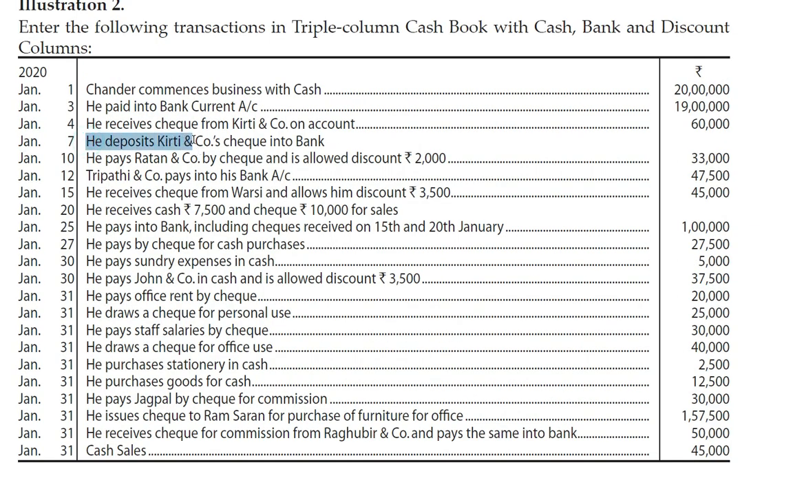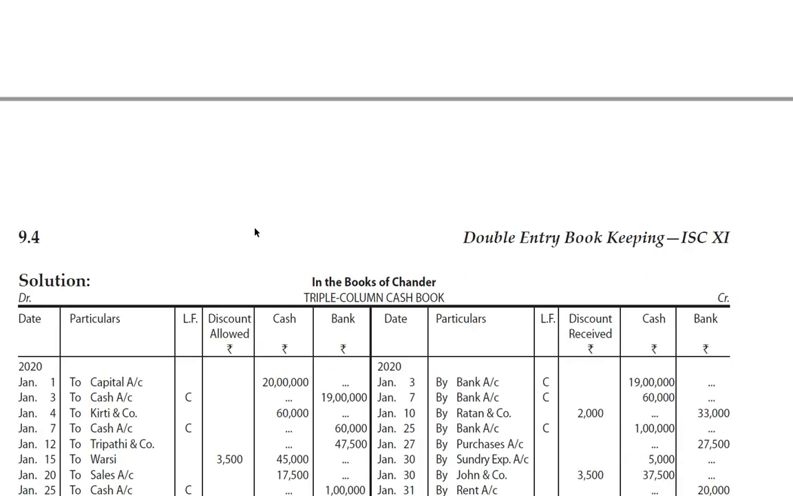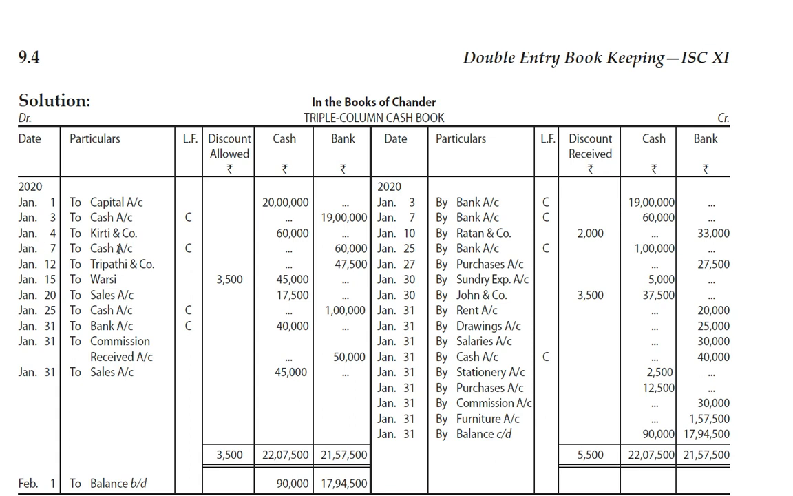He deposits Kriti and Co's check into bank. So they have received a check on the 4th of Jan, but they have deposited the check in the bank on the 7th of Jan. There is a 3 days gap. Okay, so come to January 7. See that 60,000 rupees check just put in the bank column, and again it's a contra entry.